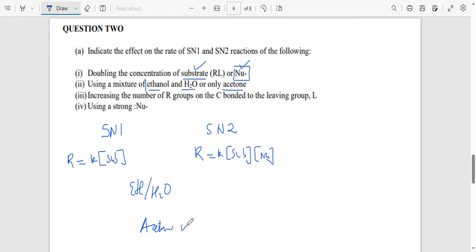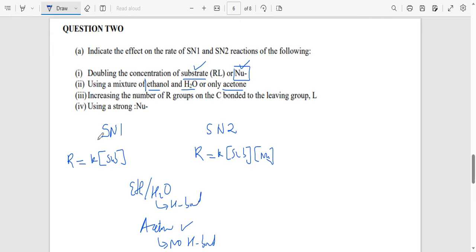Now, acetone is a polar aprotic solvent. It is polar, but it doesn't have hydrogens that it is able to use to form hydrogen bonds. So in acetone, there are no hydrogen bonds, but in water, you have hydrogen bonds.